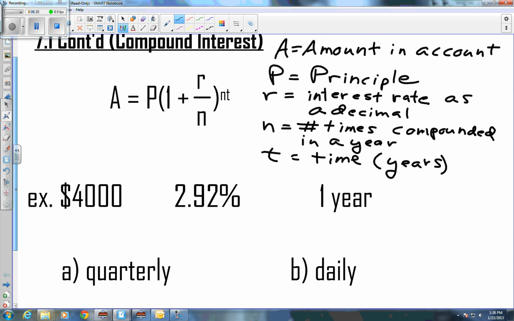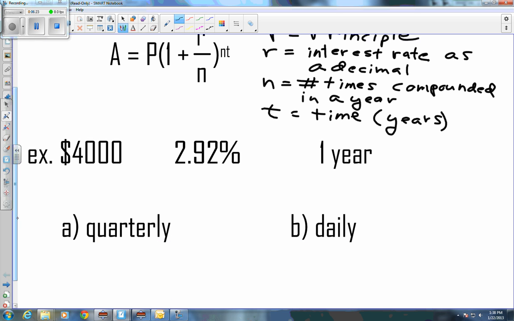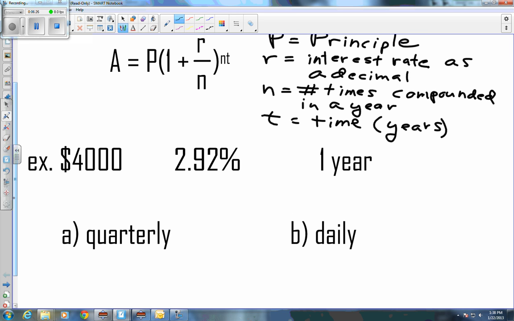Okay, so let's do an example. Here we're going to put $4,000 in an account. That's my principal. 2.92% is my rate, but I'm not going to write it that way. When I have a percent and I want to write it as a decimal, I divide by 100. So that means I move my decimal 2 places to the left. So the number I'm going to use for r is 0.0292. I'm going to consider the end of 1 year. So my time is 1.